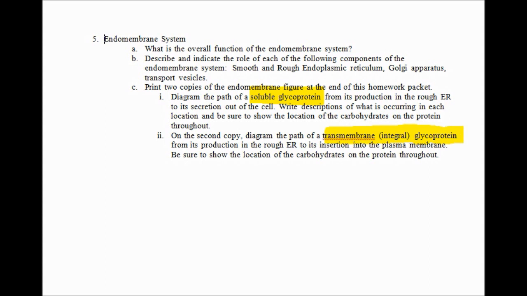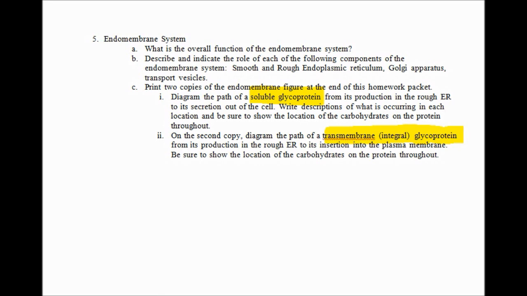Now, first, let's review soluble versus transmembrane. Soluble means that it is free floating, it is dissolved in the fluid. A transmembrane means it's a protein that's attached to the membrane. Also, a glycoprotein is a protein that has carbohydrate additions, and it receives these through a process called glycosylation. And these carbohydrates are added via enzymes that are found in the compartments of the endomembrane system.